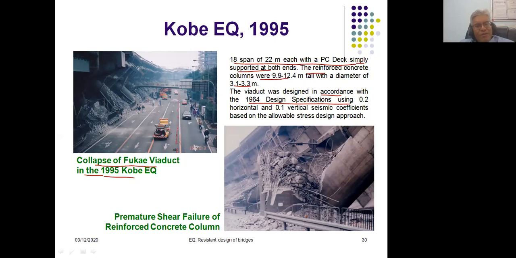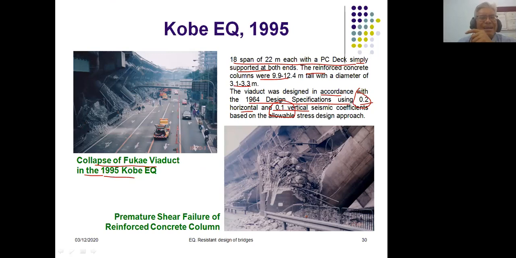Of course, it was designed for the earthquake, considering a 0.2 horizontal and 0.1 vertical acceleration coefficient. Of course, it was designed in a very early stage, that is 1964, so it's okay. But today, these 0.2 and 0.1 acceleration coefficients are found to be very, very low, right? And this is a lesson for us that there is a need of revising this, and it was revised later on. So a very small amount of earthquake acceleration was considered in the horizontal and vertical directions, and that basically led to the failure of this Fukae viaduct.